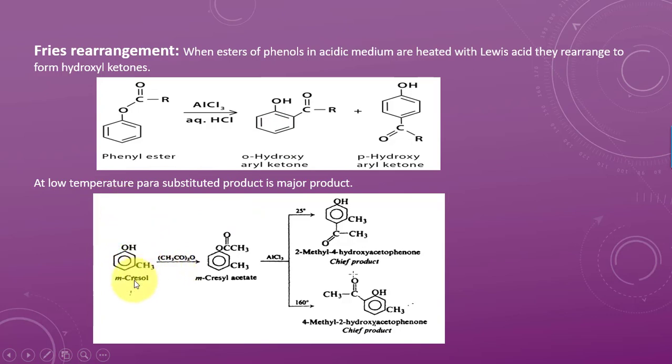We say that metacresol, when made to react with acetic anhydride, gives metacresyl acetate, which on reaction with aluminium chloride at 25 degrees centigrade gives the para substituted product as the major product, and at 160 degrees centigrade the ortho substituted product is the major product. This reaction is called Fries rearrangement.